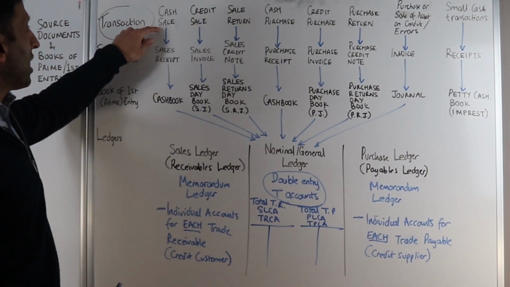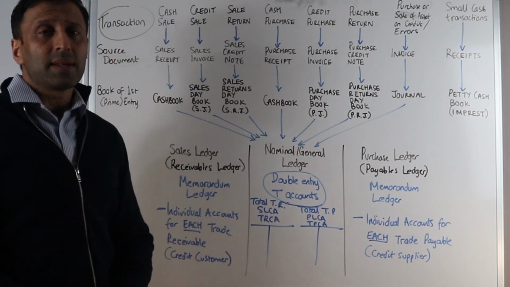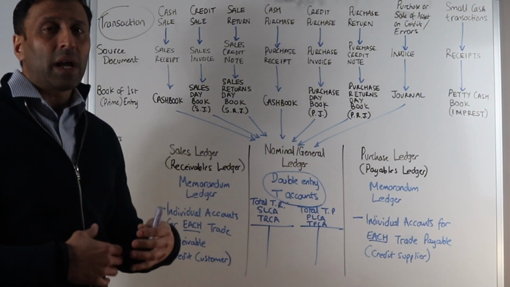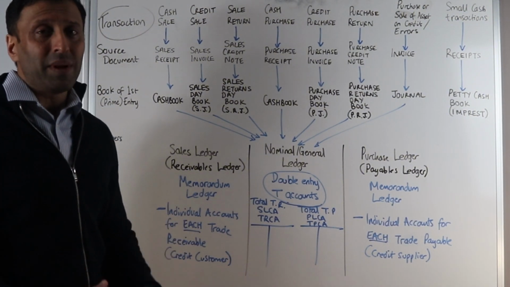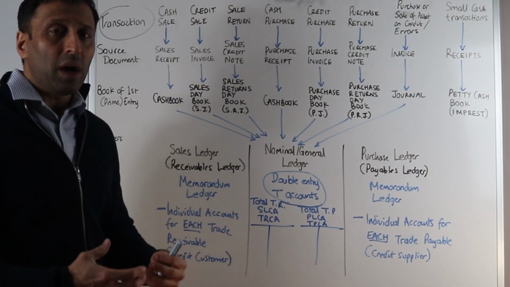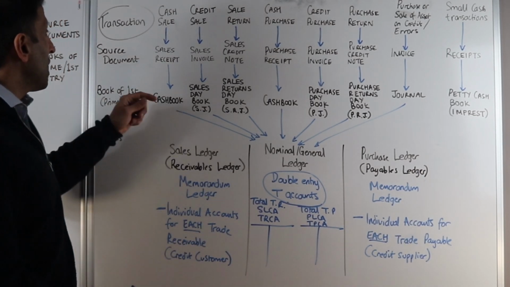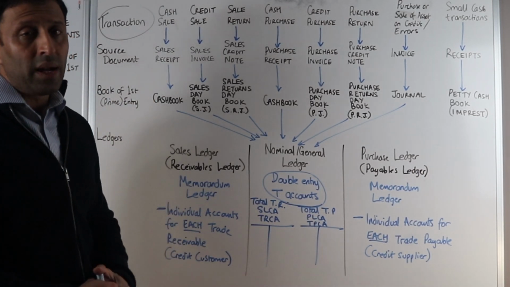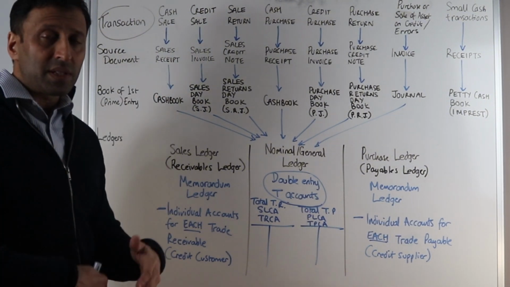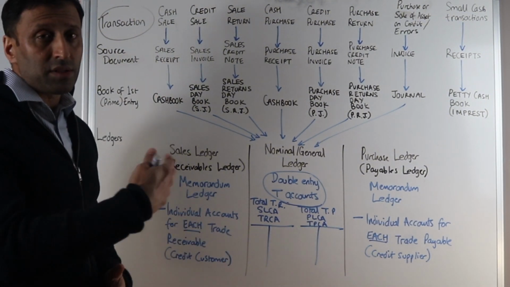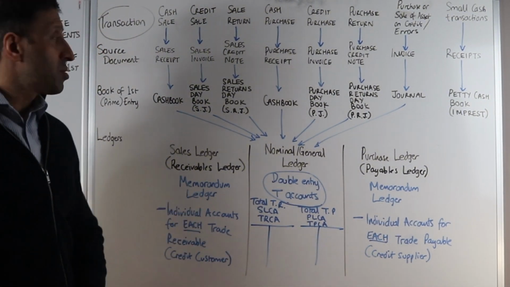Okay, so let's take a cash sale. A cash sale basically means the business sells goods, and a cash sale implies that payment is made immediately. So the business receives a payment for the sale we've made. The document that goes along with that is a sales receipt. The business gives the customer a sales receipt. It's a receipt, but we call it a sales receipt.